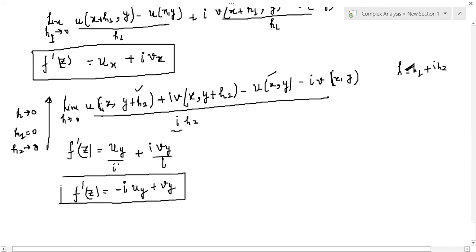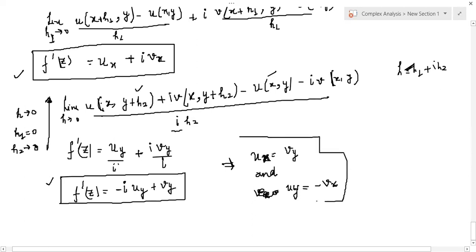So f dash z is equal to vy minus iota uy. Now, if my function is differentiable, then whatever path I would take, the limit should be path independent. It implies that if the function is differentiable, then these two limits must be equal. And therefore, I would simply write ux should be equal to vy, and uy must be equal to minus of vx.